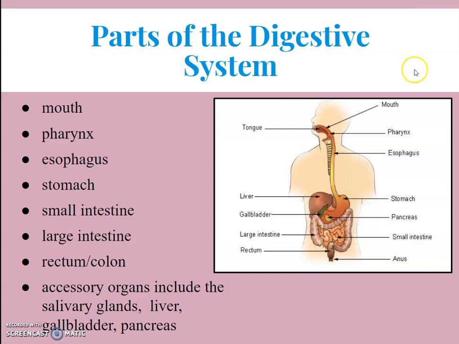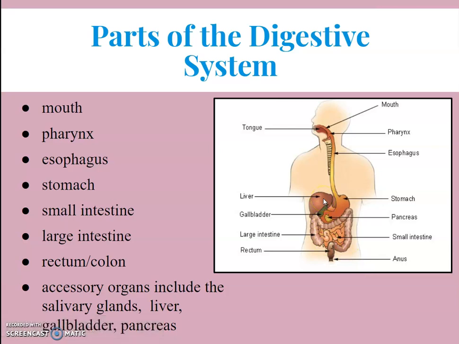There are many parts to the digestive system. You start in the mouth, it ends up going down your pharynx, down the esophagus to the stomach. After it's through the stomach, we go through the small intestine, which is very long, through the large intestine, through the rectum, colon, and then outside the body.